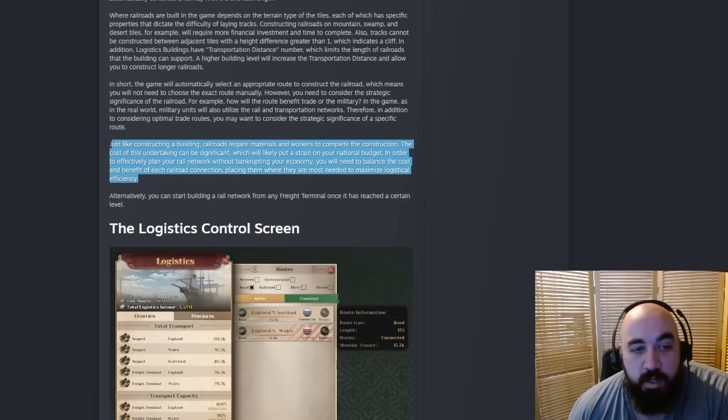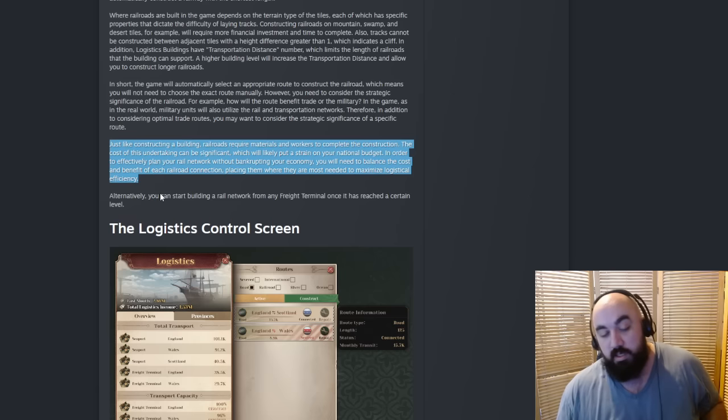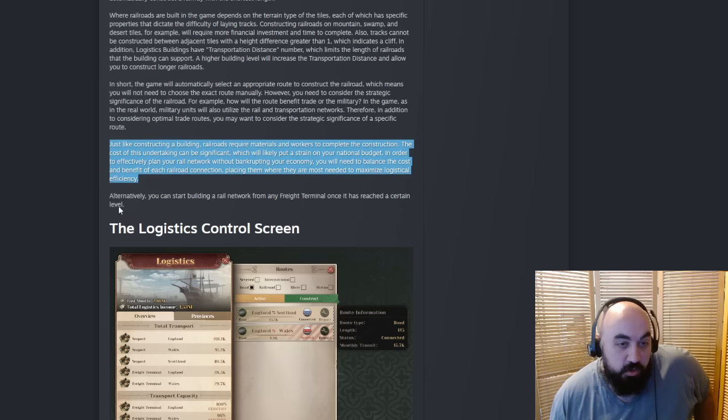So in Victoria 3, the state, you spend almost all your money on construction, and it might be the case that you don't really spend money on regular construction, just infrastructure construction in this game, and that's kind of how you get to make your choices. Alternatively, you could start building a rail network from any freight once it has reached a certain level.